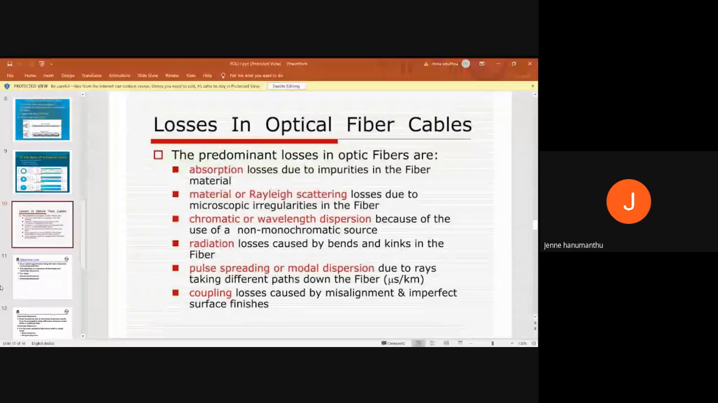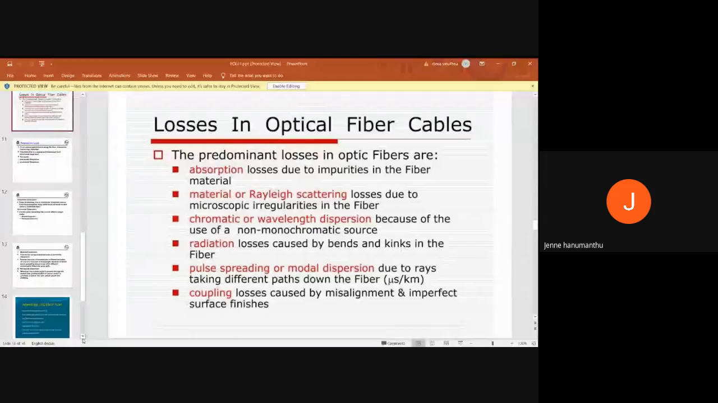Next one is coupling. Coupling loss is caused by misalignment or imperfect surface finishes. Coupling means you need to join two fibers, one end with the other end. If you place the fiber 1 axis exactly with the fiber 2 axis, that is alignment. If the alignment is good, no problem, no loss is occurring.